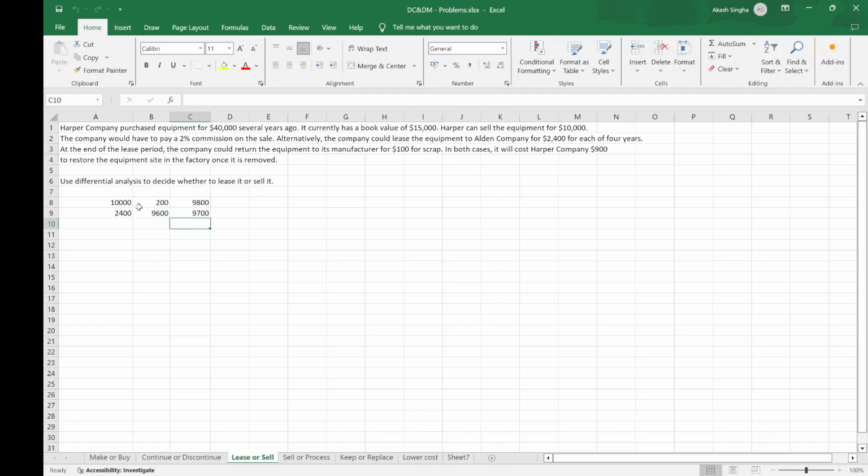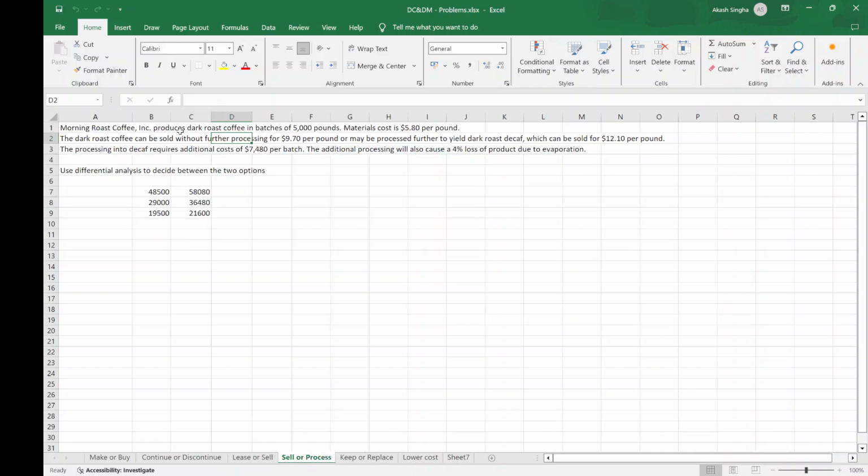So we can sell it for 10,000 with 2% of commission, which means 200 commission. So the total will be 9800, our income from that, right? Second option, 2400 for 4 years, which is 9600, and after that $100 of scrap, so 9700. So which is better? 9800. So that one.